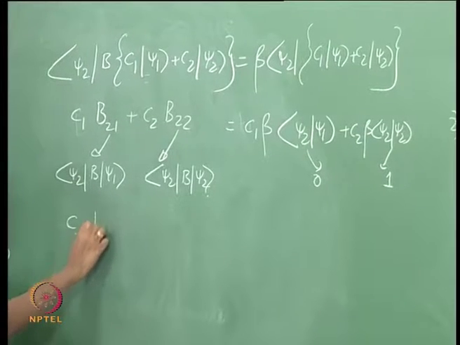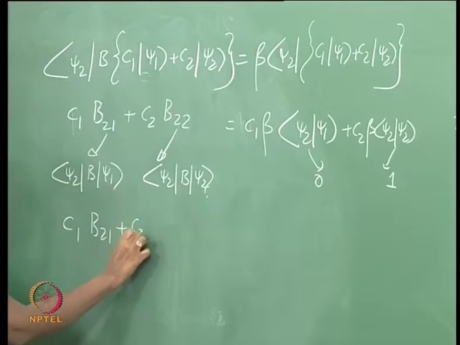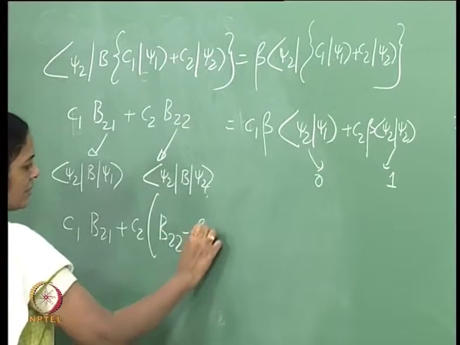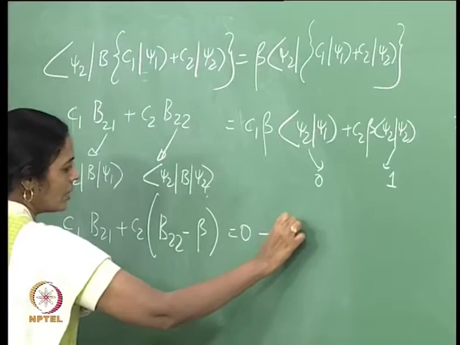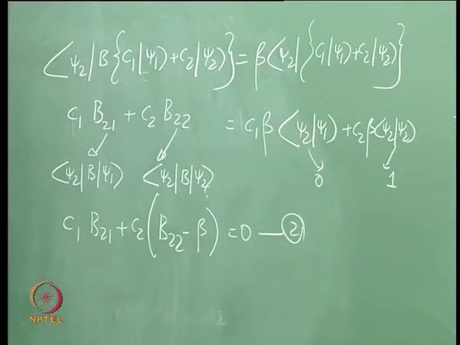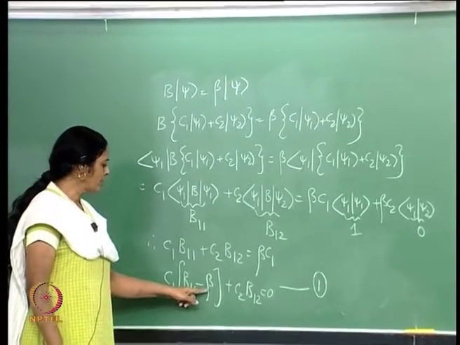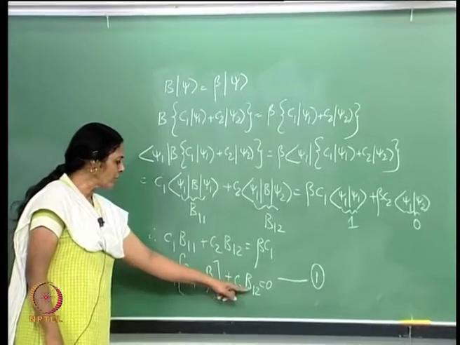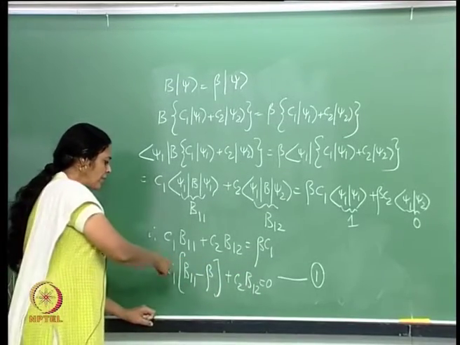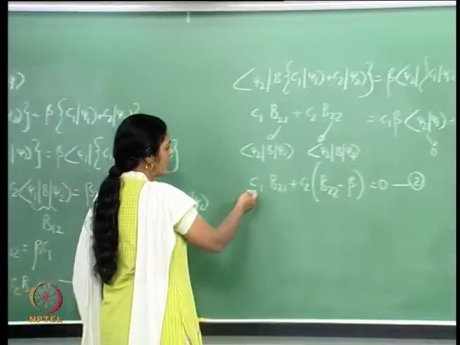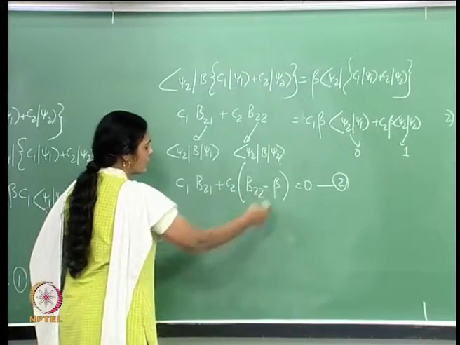c1 b21 plus c2 b22 minus beta is equal to 0, and I call this equation 2. So, I have these two equations: c1 (b11 minus beta) plus c2 b12 is 0, and remember that b11 and b12 are simply numbers. Similarly, c1 b21 plus c2 (b22 minus beta) is equal to 0.